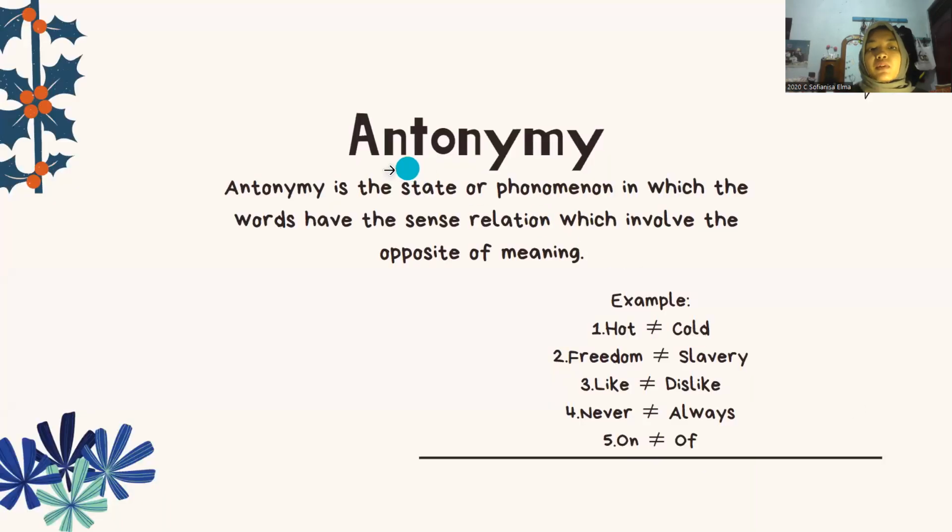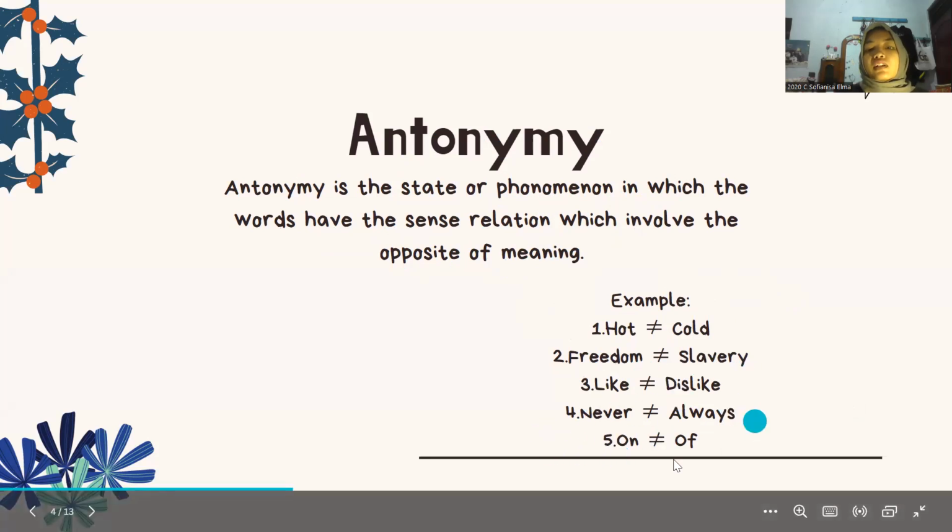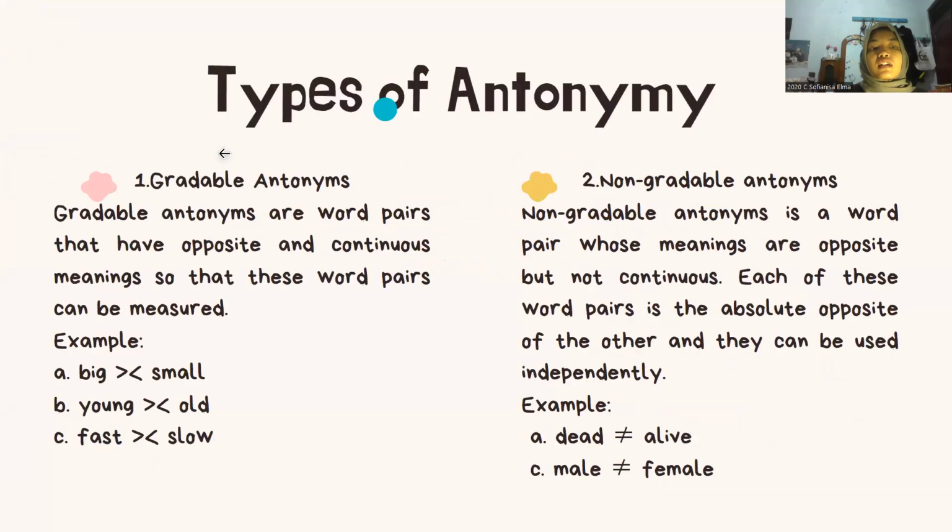Okay, so the next is about antonymy. Antonymy is the state or phenomenon in which words have a sense relation that involves opposite meaning. For example, hot, the opposite is cool, like, the opposite is dislike, and on, the opposite is off, like that. Okay, so the next is the types of antonymy. Antonymy has two types. The first is gradable antonymy and non-gradable antonymy.